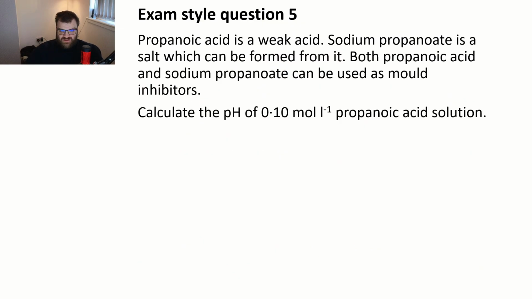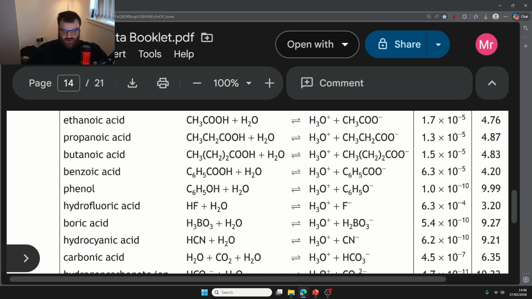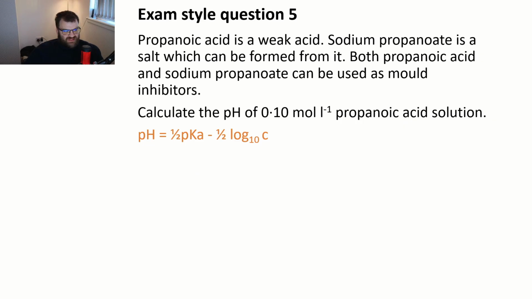And next question, we're asked about a weak acid and asked to calculate the pH of a weak acid. We're going to use pH equals half pKa minus half log to the base 10 of C. Find it in the data booklet. 4.87 is the pKa. That means when we plug it in, pH equals a half of 4.87, take away half of log to the base 10 of 0.1. Popping it all in gives you 2.94 for the pH.